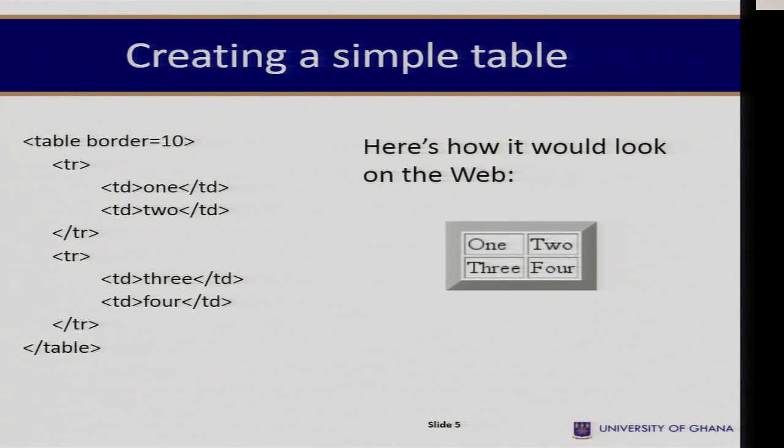Now, a typical table is defined as follows. We have the opening and closing of the table tag. We have table row, and then within the table rows, we have table data. So this is technically how it works. A table is created, and then each row is defined. And for each row, you specify the cells or the columns or the table data. So you realize that there are 2 rows, and then under each of the 2 rows, we have 2 cells.